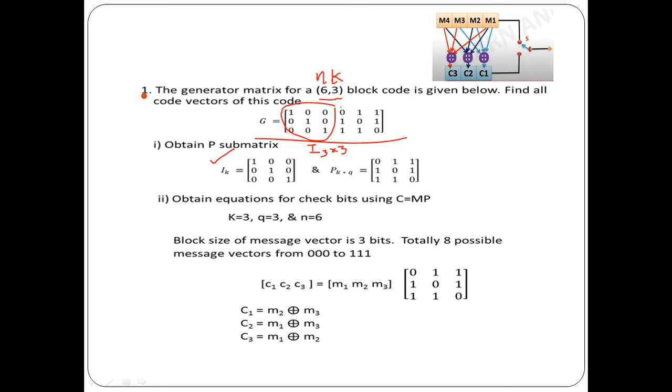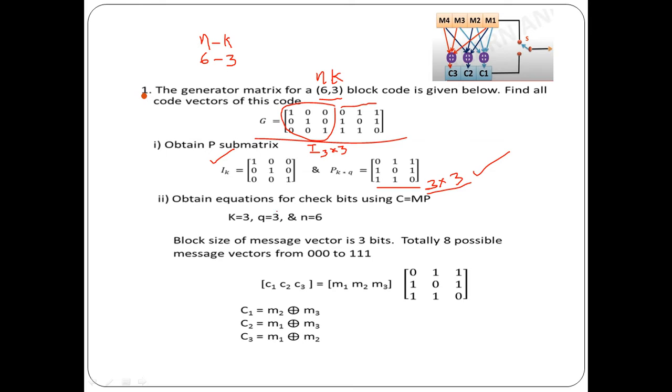The second submatrix is the parity matrix. We can copy it down as it is. If you have doubt, you can verify. This is a 3 cross 3 matrix. What is the size of the parity matrix? K cross Q is the parity matrix size. What is the Q value? N minus K is equal to the Q value. So 6 minus 3 is nothing but 3. That is the Q value. So 3 is the K value, and the Q value is also 3. So 3 cross 3 is correct, and we can proceed without any doubt.